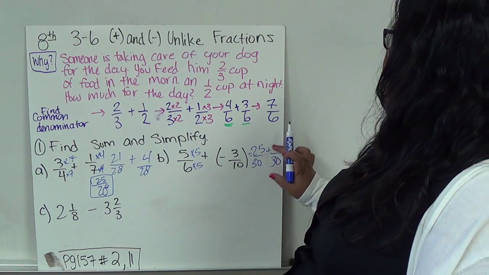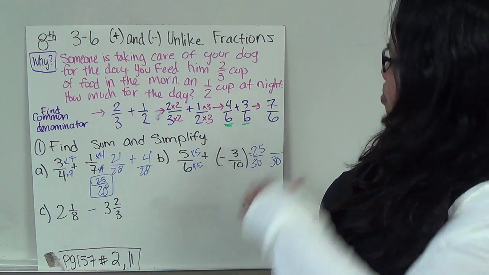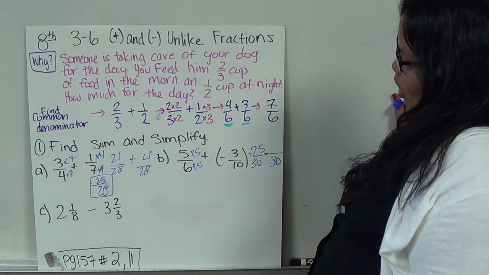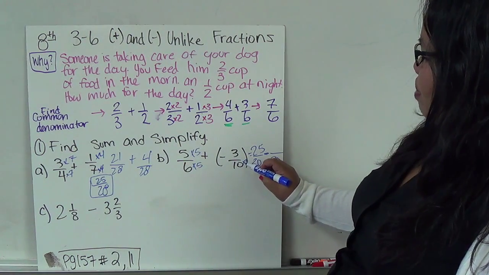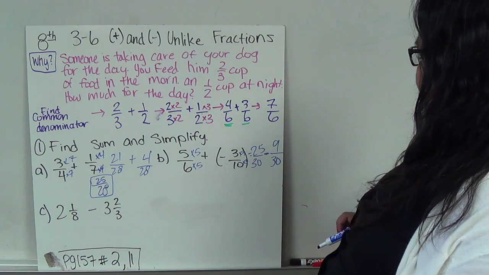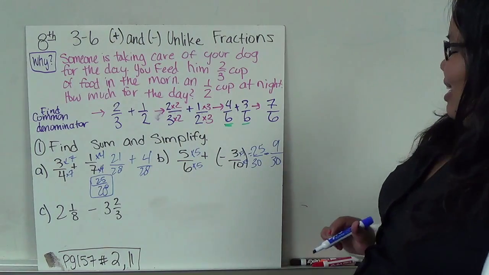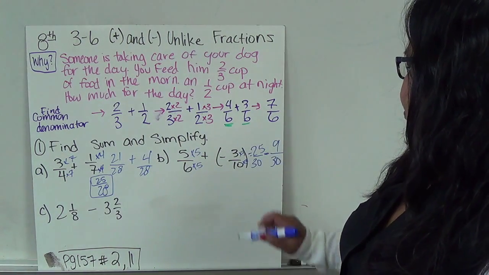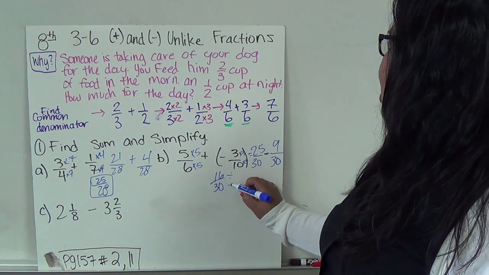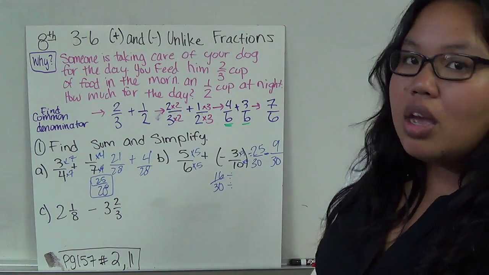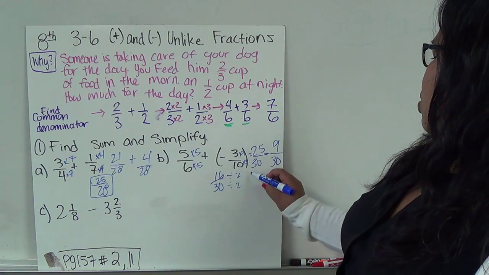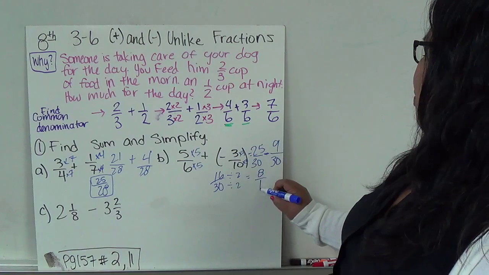And then for this one, because this is a plus and a minus, this turns into a minus, okay? And then in order for me to turn 10 into 30, I have to multiply it by 3. That means I have to multiply the top by 3, which is 9. So 25 minus 9 is 16 over 30. And I can reduce it because it says to simplify. By reducing, I just divide by the same number. So let's try dividing by 2. This gives me 8 over 15.